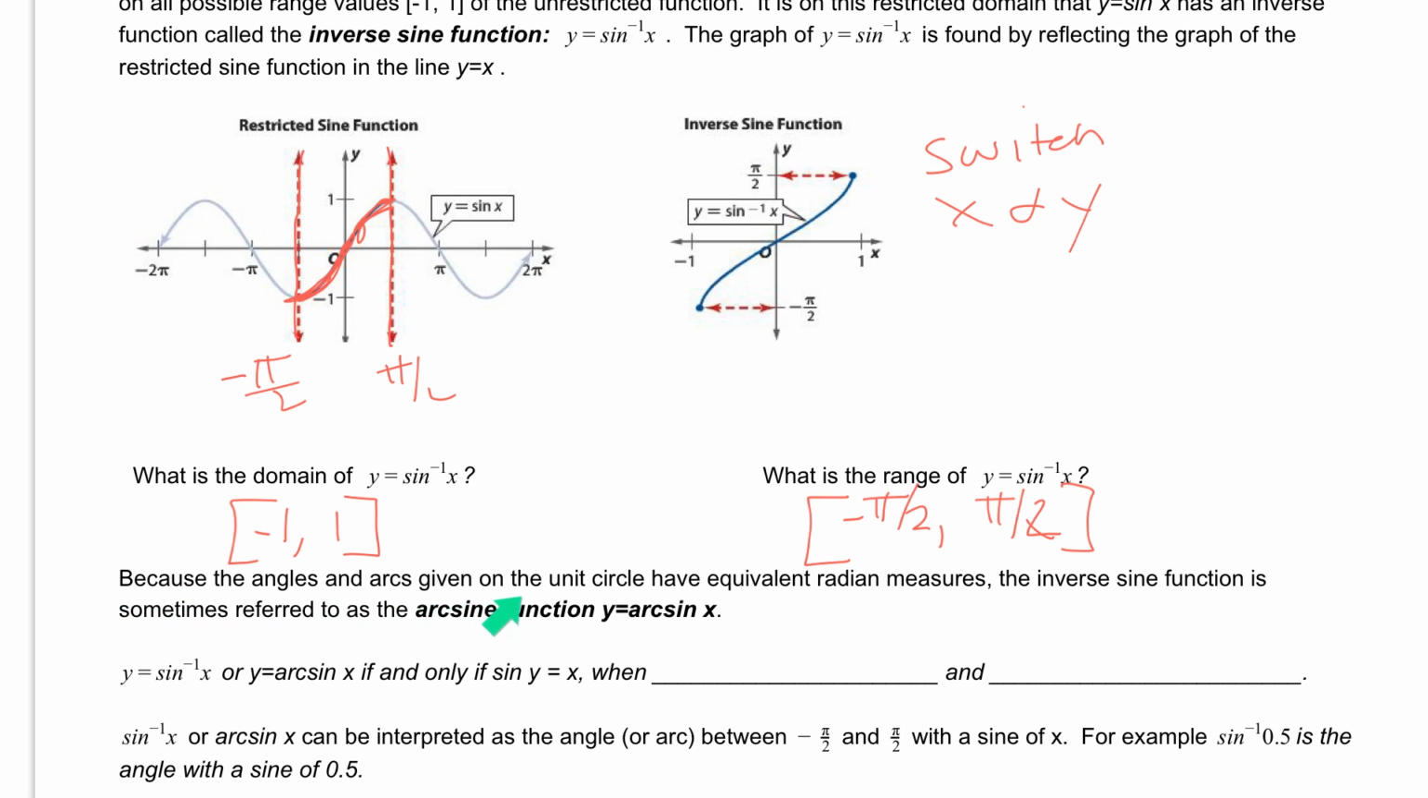Because the angles and arcs given on the unit circle have equivalent radian measures, the inverse sine function is sometimes referred to as the arc sine function, y equals arc sine of x. So the inverse sine function and the arc sine function are the same if and only if the sine of y is equal to x when x goes between negative 1 and positive 1, and our y goes between negative pi over 2 and positive pi over 2.